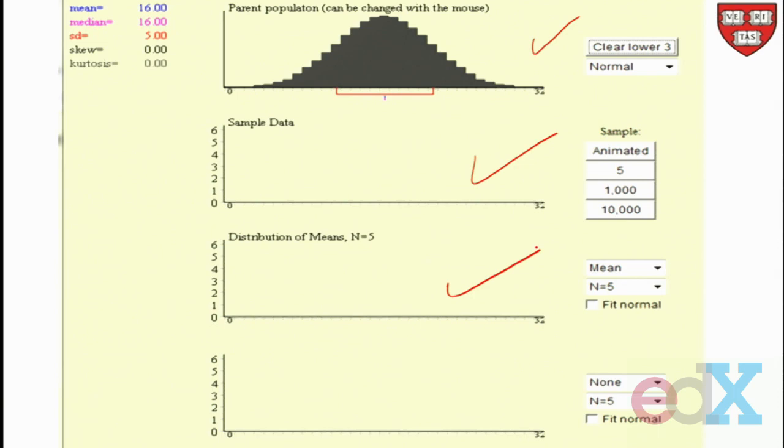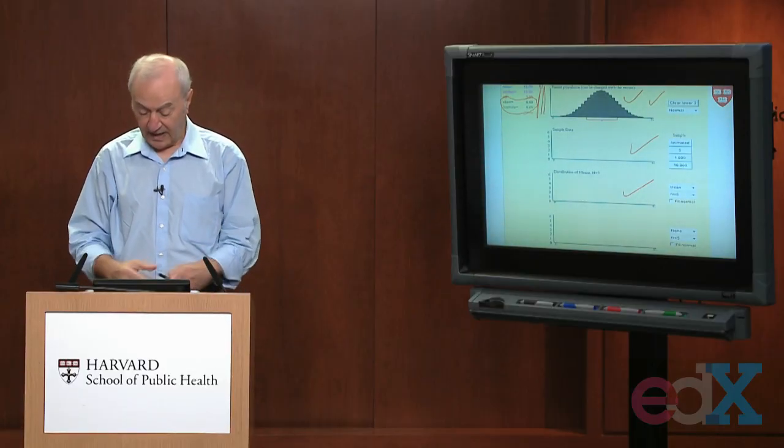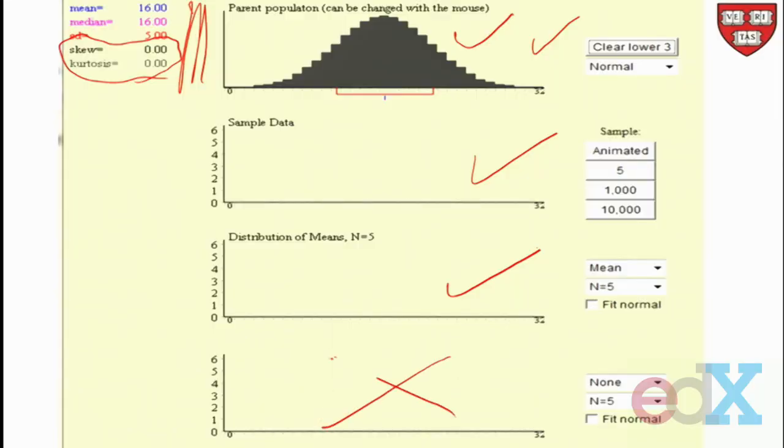Now, whatever population we have here, they take some summary measures over here. So for example, we see the mean. So the mean is 16 for this population. The median is 16. The standard deviation is 5. And then there's a couple of other things here called skewness and kurtosis. I'm not going to be addressing that. I'll leave that up to you to look up if you're interested. Okay? And this one, for now, we're going to ignore this panel here.